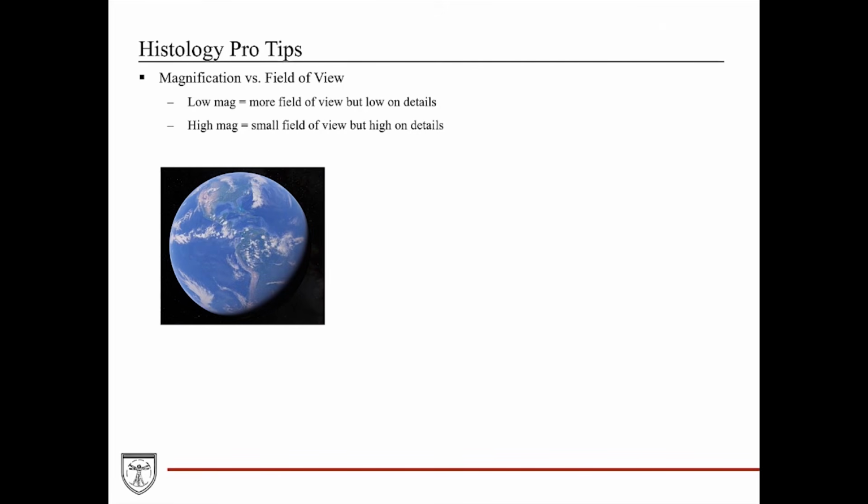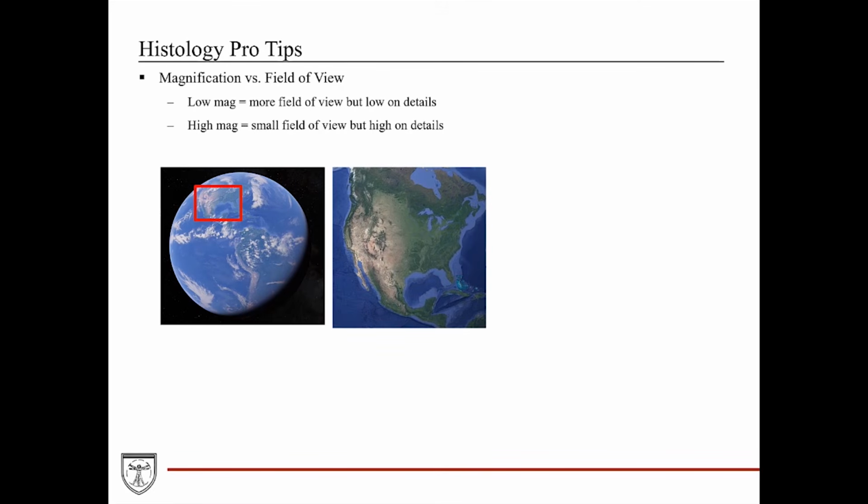To put that into perspective, consider this low magnification image of the Earth. Now we're seeing a lot of the Earth, but the details on some of these continents on there are low. When we start to zoom in, let's say onto the American continent, now we're seeing a lot of details there of the topography, but we've lost some other continents in the region, so we're dealing with smaller field of view.